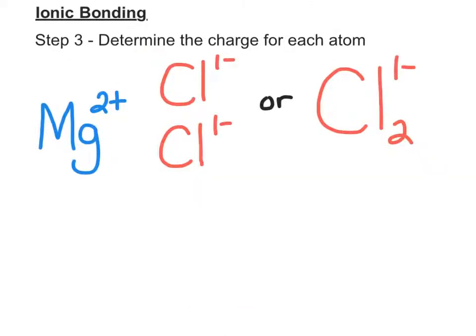So here's step 3, where we're determining the charge for each atom. Magnesium has a 2 plus charge, and we have 2 atoms of chlorine, each with a 1 minus charge. Now when you add them together, because you have 2 atoms of chlorine, the way you would write it would be Cl subscript 2, meaning 2 atoms of chlorine, each with a 1 minus charge.